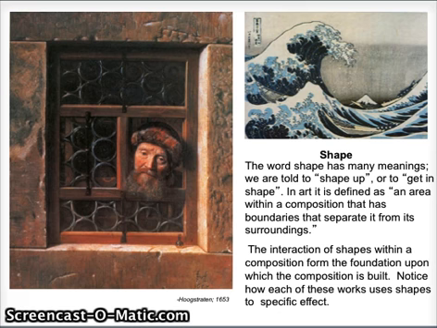Now we're going to look at shape. We always hear about shaping up and getting in shape. Well, in art, shape is defined as an area within a composition that has boundaries that separate it from its surroundings. The interaction of shapes within a composition form the foundation upon which that composition is built. Notice how each of these works uses shapes to a specific effect. Now, one thing I want you to notice about the painting on the left is that little bottle on the right corner of the windowsill. Why is that there?